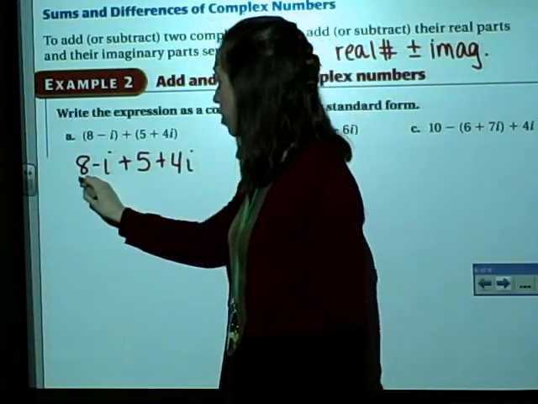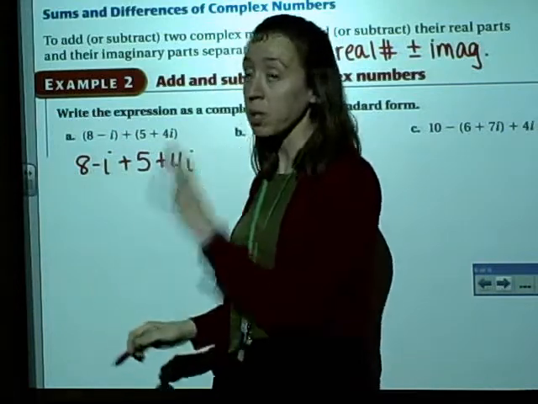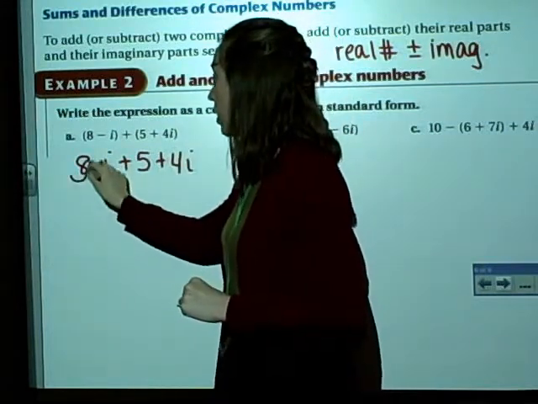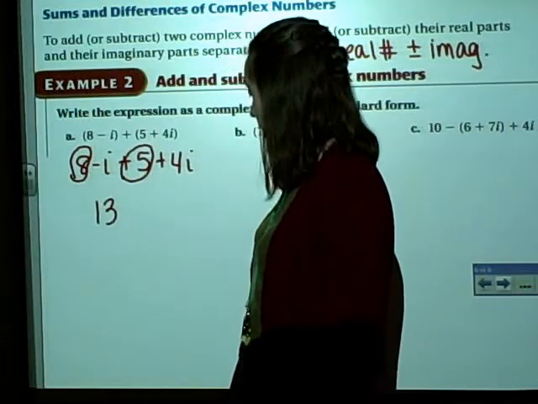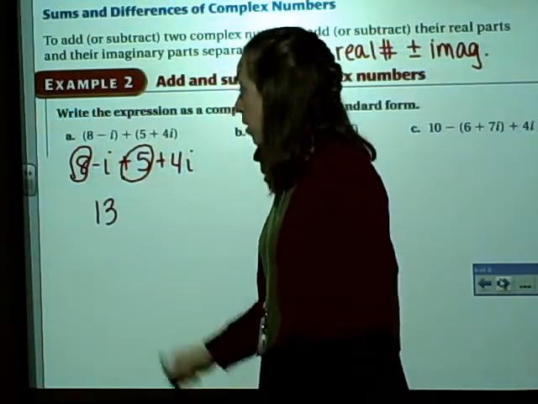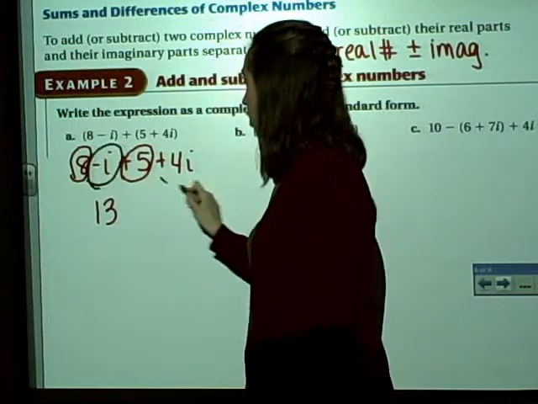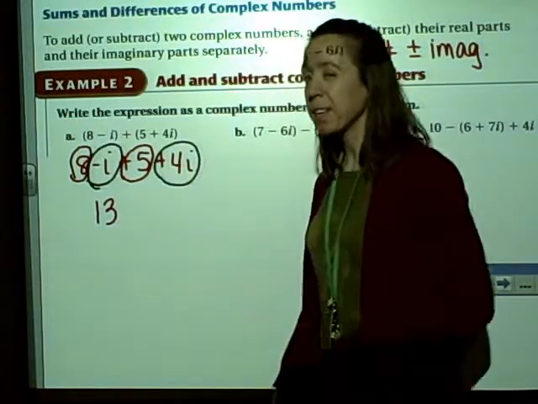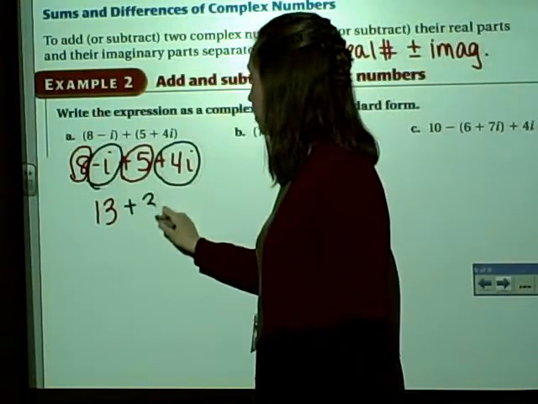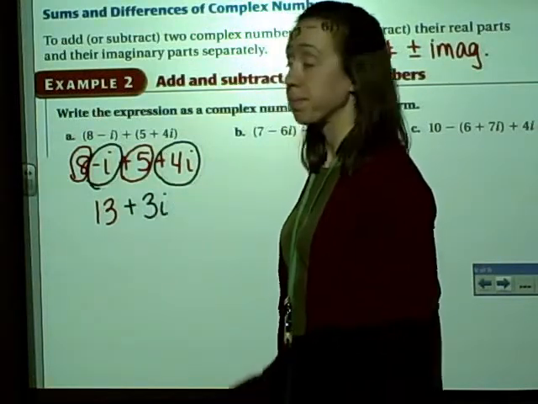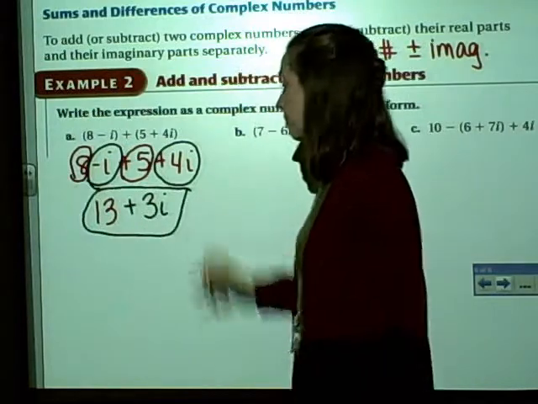Let's combine like terms. We'll combine our numbers first because we know the real number goes first. So 8 plus 5 gives me 13. Now let's combine the imaginary part. Negative i plus 4i. Think of that i as just x. So that leaves us with plus 3i. Okay, now we're good. That's your answer.